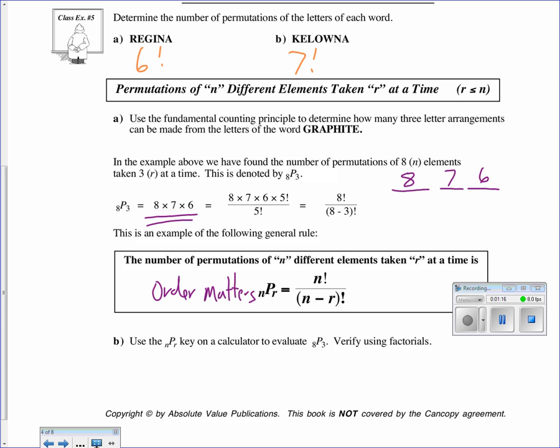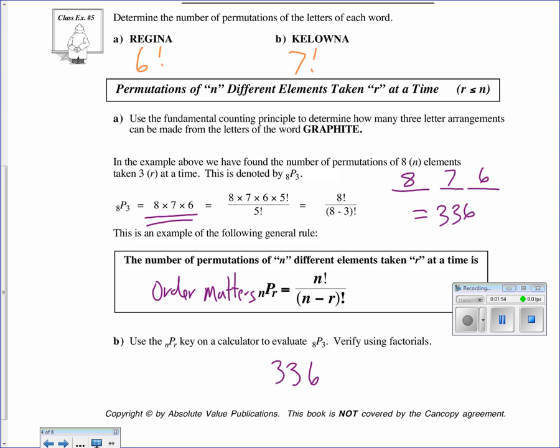The factorial button on your calculator is under math. So press the math button. I need to clear where I was at. I actually need to put in the number 8 first. So 8, math, probability, and then number 2, 8p3. So 8p3 is 336, which should be the same as 8 times 7 times 6. 8 times 7 times 6 is also 336.